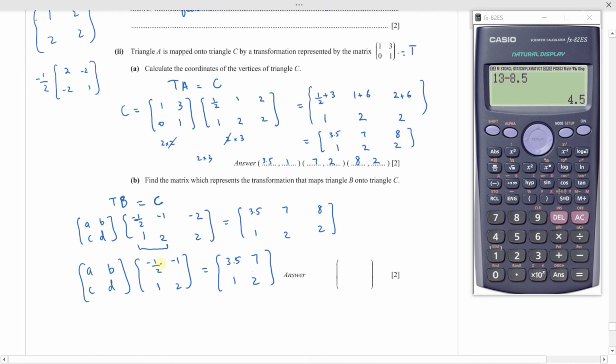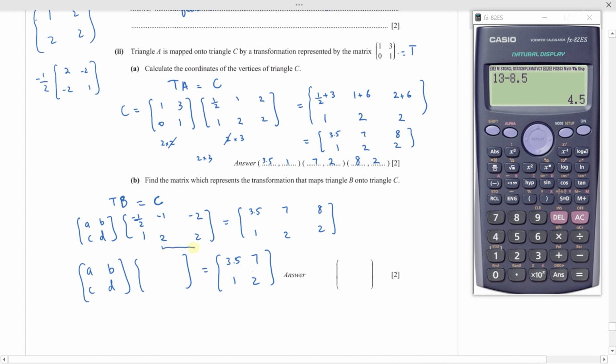But if you look at this matrix, what is the determinant of this? -1/2 into 2, minus 1 into -1. So this will be -1 and this will be plus 1, which is 0. So I cannot use these two. So let me just erase this.